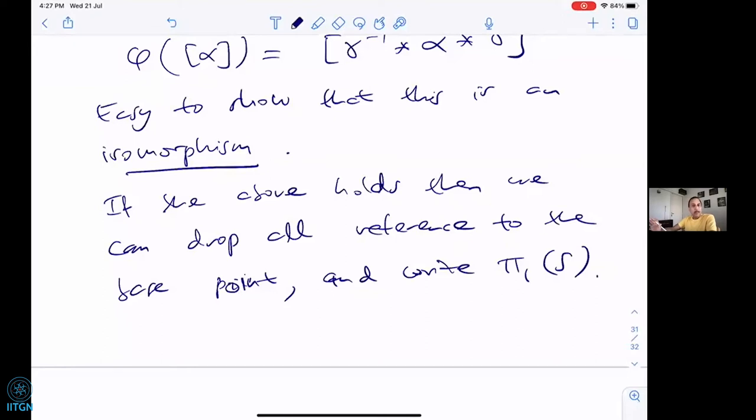Now, you may think I'm being unnecessarily fussy. I'm the last person to be fussy. I cut all the corners that I can because I'm a physicist. But if you drop reference to the base point too soon, you'll get a wrong answer. And in one of the examples we are going to do soon, I will show you that very explicitly. Okay, time for questions. They're certainly piling up.